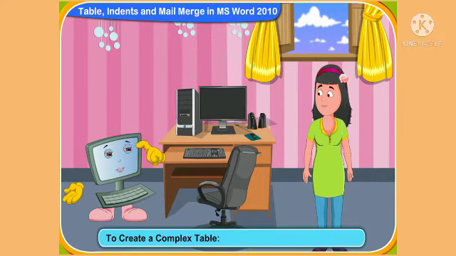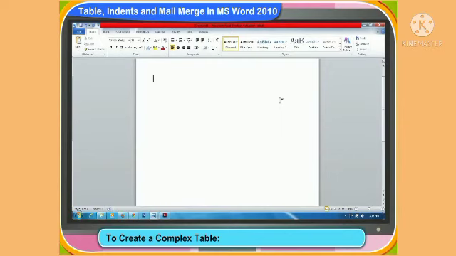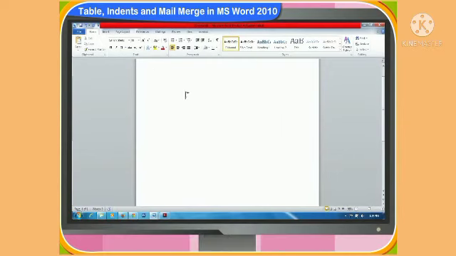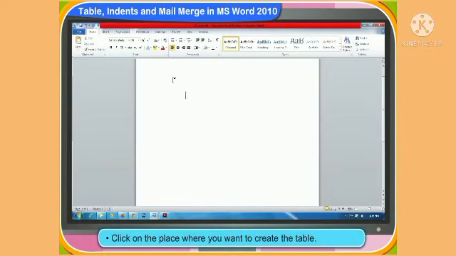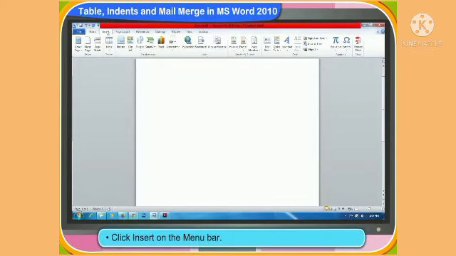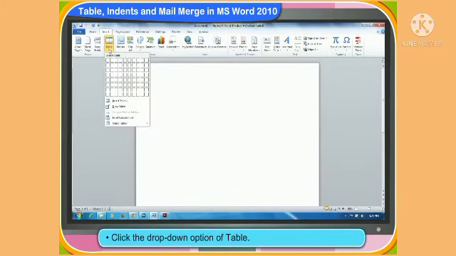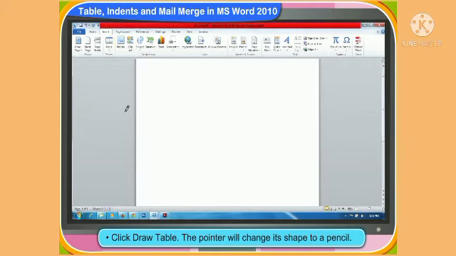To create a complex table, follow these steps. First, click on the place where you want to create the table. Then, click Insert on the menu bar. Click on Table. Then, click Draw Table. The pointer will change its shape to a pencil.